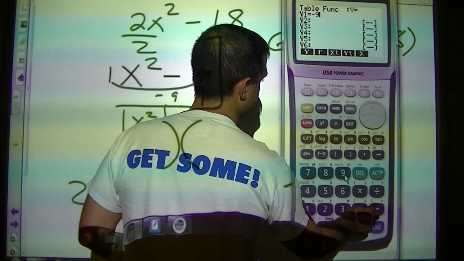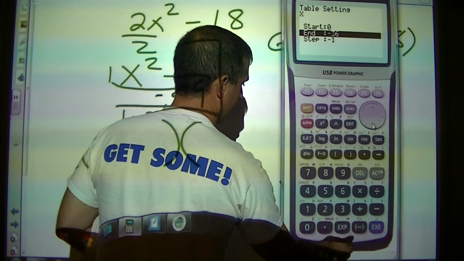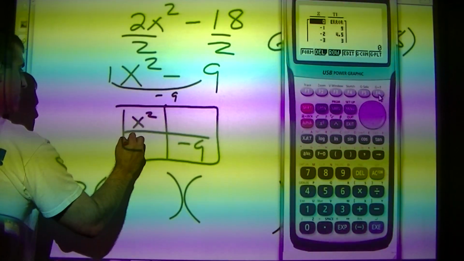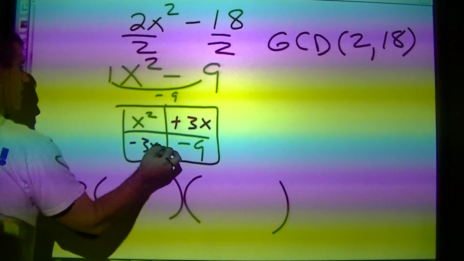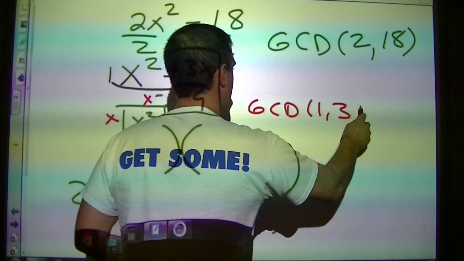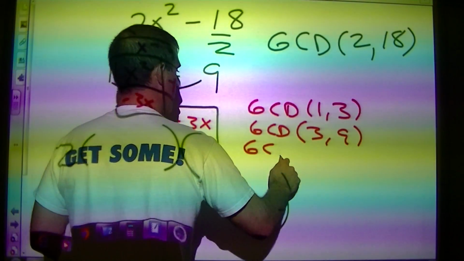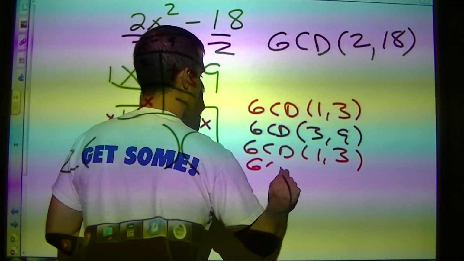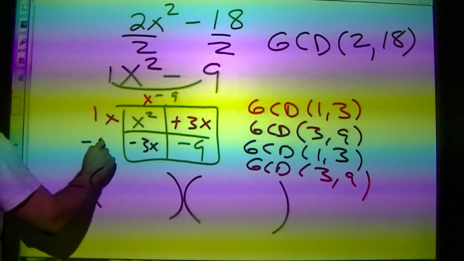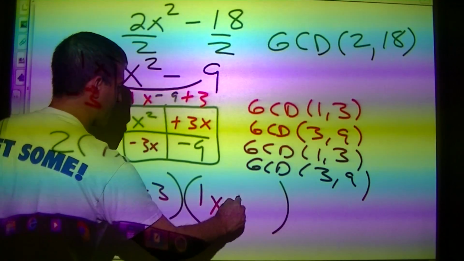I'm going to do negative 9 divided by x. All right, I'm going to set my table, 0 to negative 9. Now I got negative 3 and positive 3. So negative 3x, positive 3x. All right, I got x. My GCDs here will be GCD of 1 and 3, GCD of 3 and 9, GCD of 1 and 3, GCD of 3 and 9. Once again, you'll notice a similarity, okay? So what I got is x minus 3, x plus 3. And those go in here. And if you notice, it's the same answer, okay?